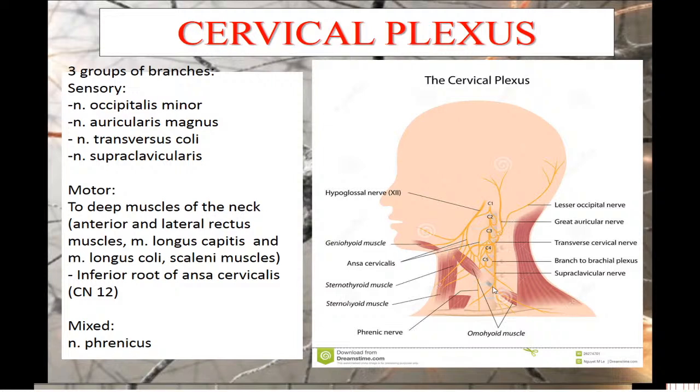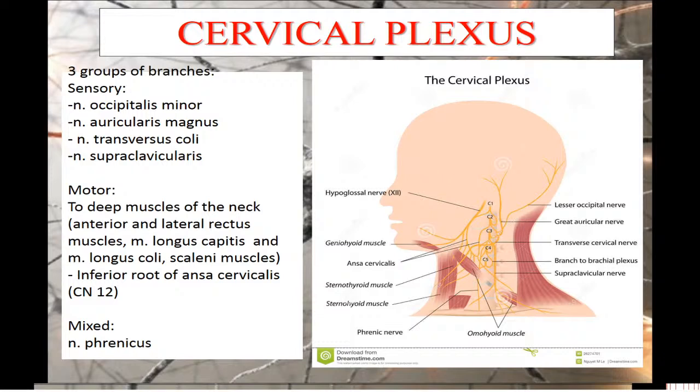Maybe you remember these muscles, also known as the infrahyoid muscles: the sternohyoid muscle, sternothyroid muscle, thyrohyoid muscle, and also the omohyoid muscle. All these four muscles are supplied by the ansa cervicalis, formed by the hypoglossal nerve and the inferior root from the cervical plexus.